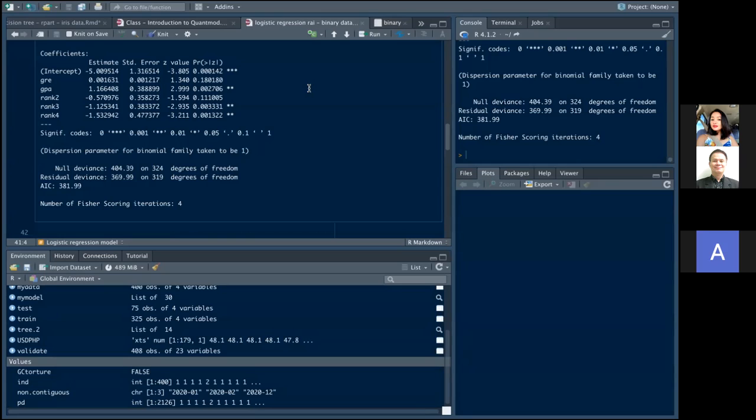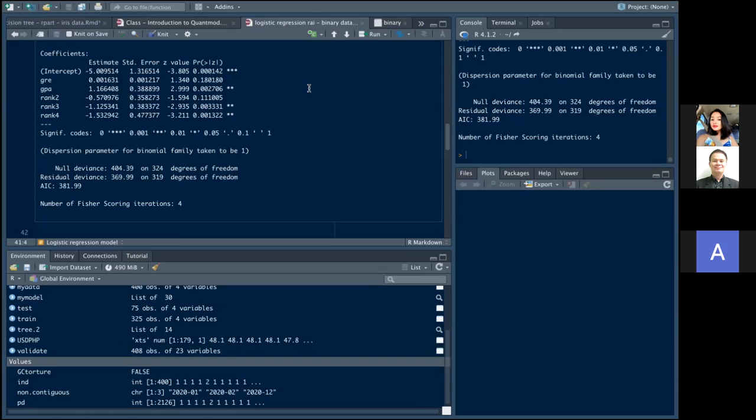Now, how do you interpret that, guys? For example, GPA 1.166. What does that mean? It means that for every 1 unit increase in GPA, there's a 1.166 log odds increase. I'll explain next time what log odds mean, okay?